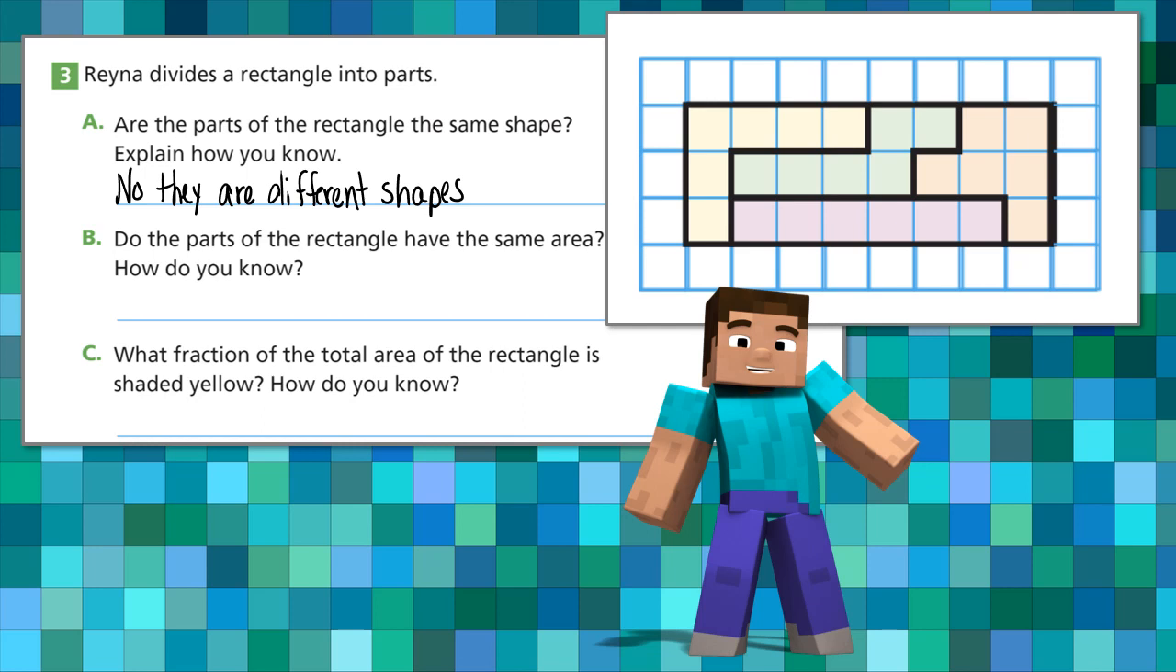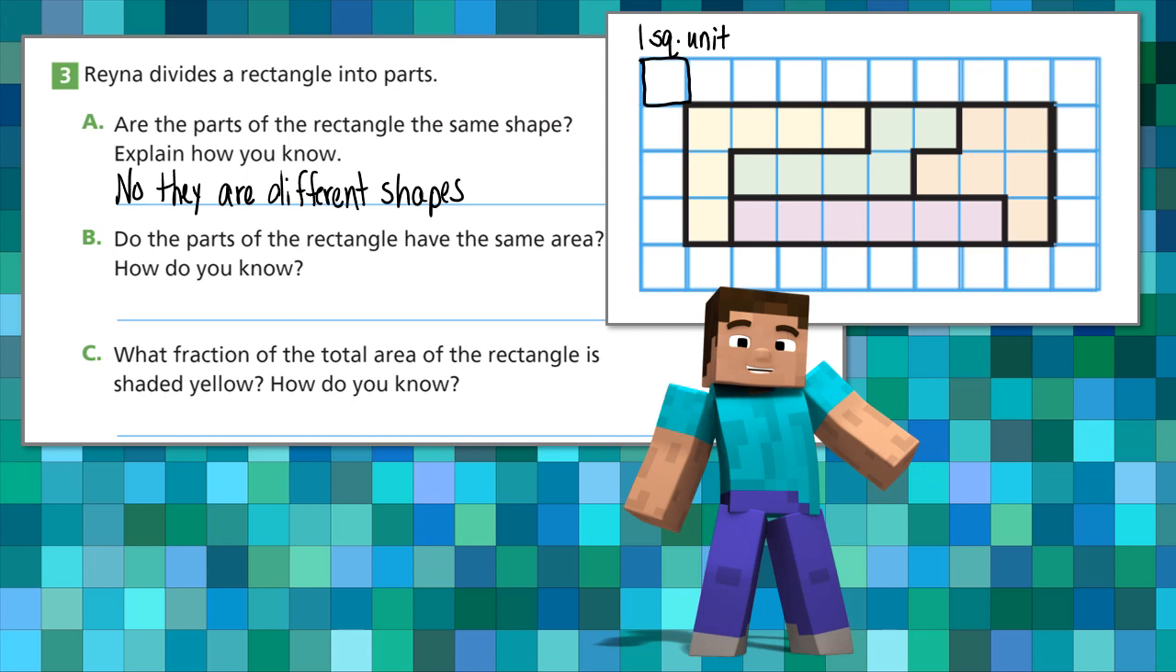Do the parts of the rectangle have the same area? How do you know? Well, before I find the area of each of those parts, let me review what area is. Now, I know that area is the measurement inside of a shape, and we use square units to measure. And the way we do that is we line up those square units and we cover the shape completely without them overlapping, kind of like the tiles on a floor. Okay? And when we measure area, we're really counting how many of those squares would cover up the shape.